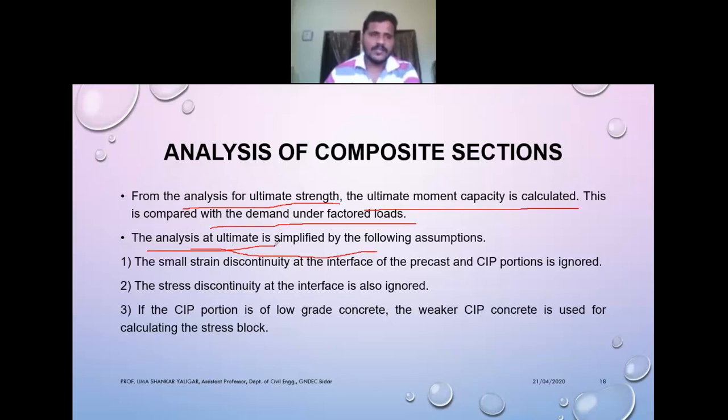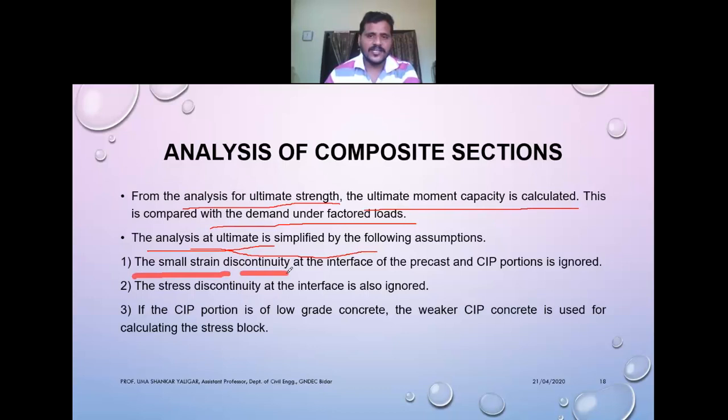Now here we have assumed the following assumptions to calculate the ultimate moment capacity. What are the assumptions? The first assumption is that the small strain discontinuity at the interface of precast and CAP portions is ignored.